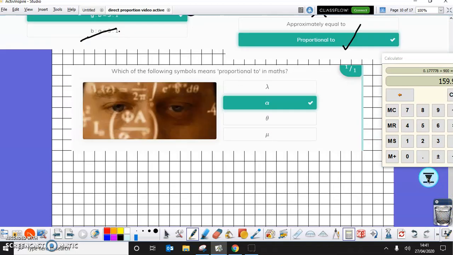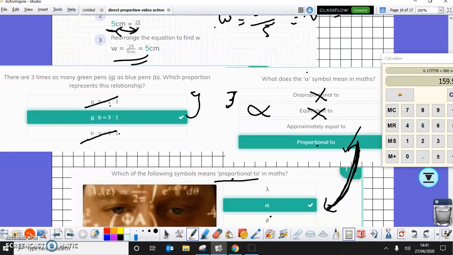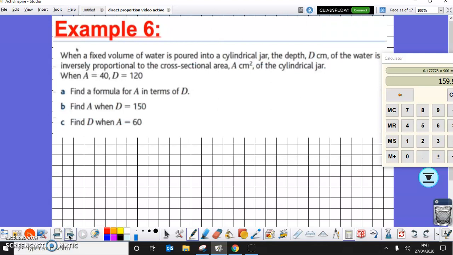Right, and the last question that was on Seneca, which of the following symbols means proportional to in maths? Again, it's just the reverse of this question here, just asked in a different way. It's telling you proportionate to at the top, and it wants you to find the symbol, whereas this one gives you the symbol and it wants you to tell it what it is. So same question, just different way around. So looking at the examples.